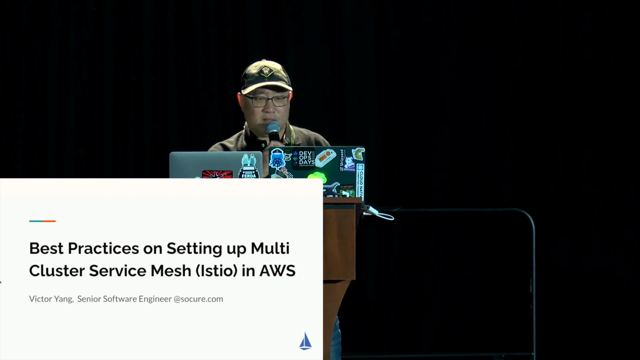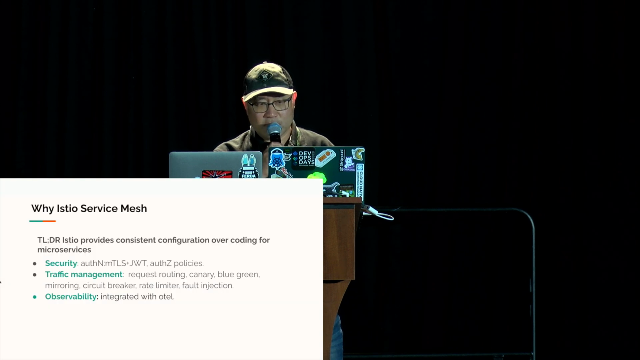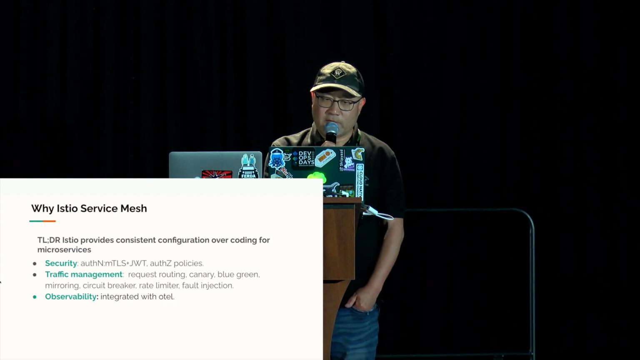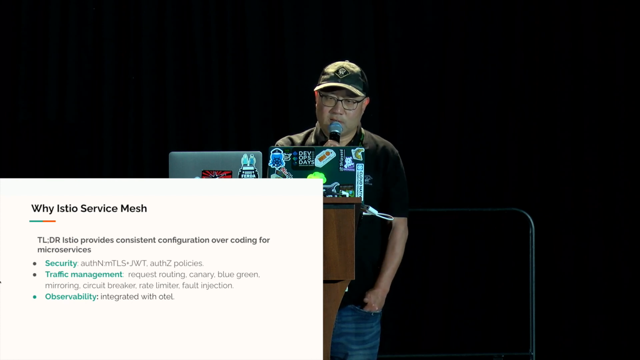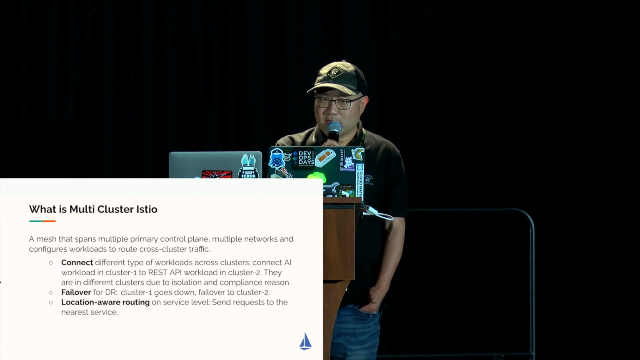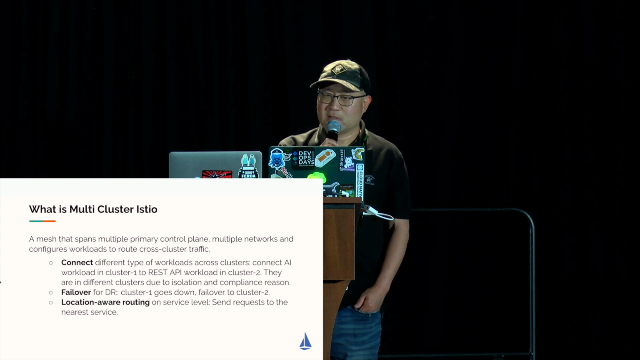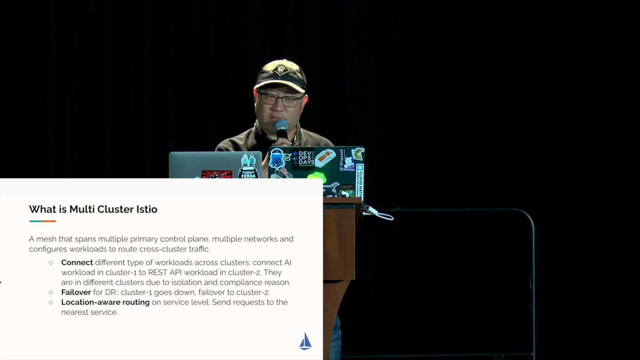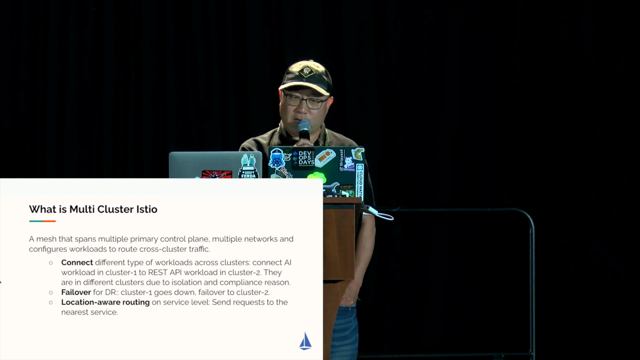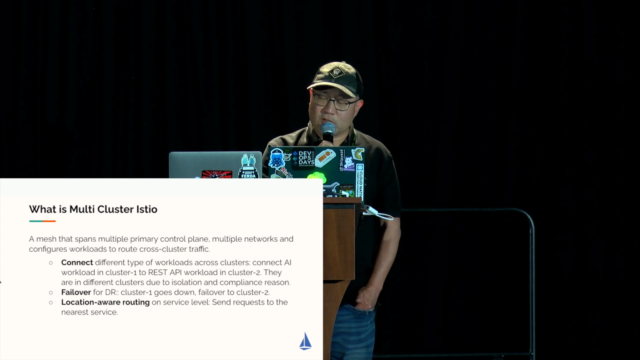So why Istio? Istio does provide a consistent configuration over coding for microservices in terms of security, traffic management, and observability. Multi-cluster Istio, what are the use cases for them? It does connect different type of workload across a cluster, AI to REST API, vice versa, and failover to disaster recovery, and provide location where routing on the service level.